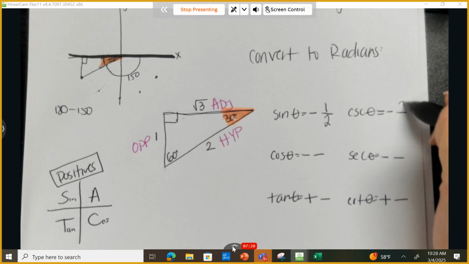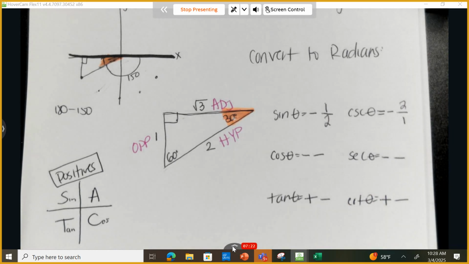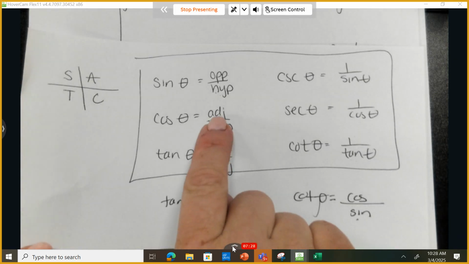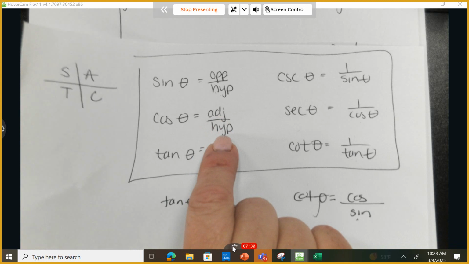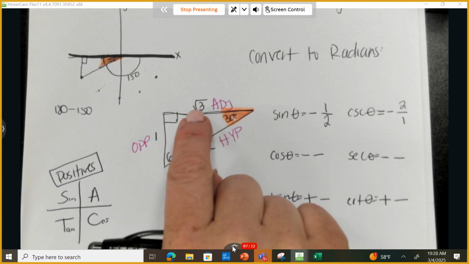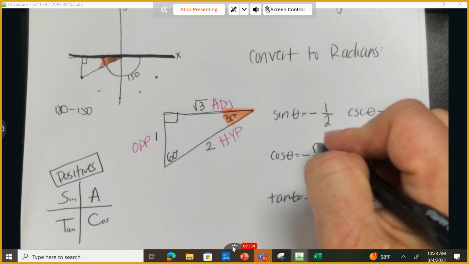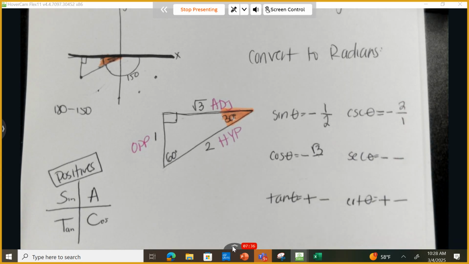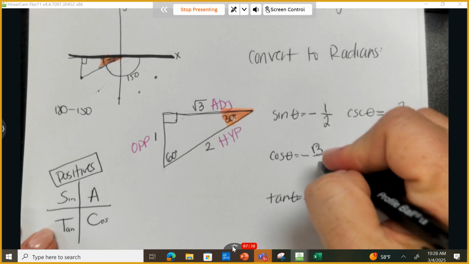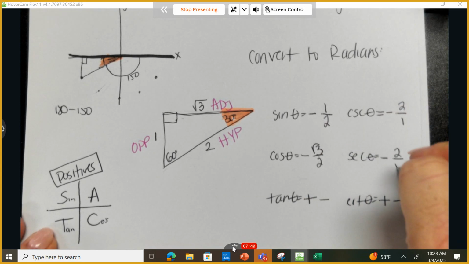Now let's flip it. 2 over 1. Because sine is reciprocal, you just flip it. Keep the same sign, flip. Okay, now cosine. I need adjacent over hypotenuse. So I come over here. Which one is adjacent? Adjacent is square root of 3. Hypotenuse is 2. And then let's flip it. I'll come back to that later on.